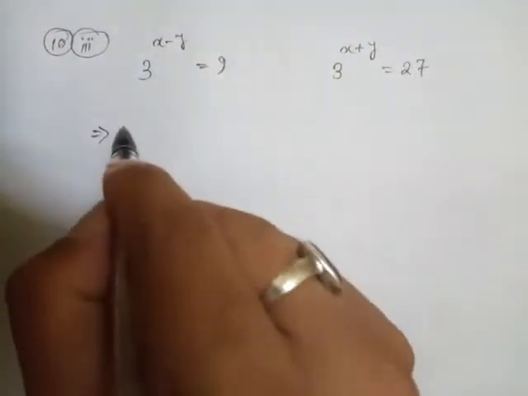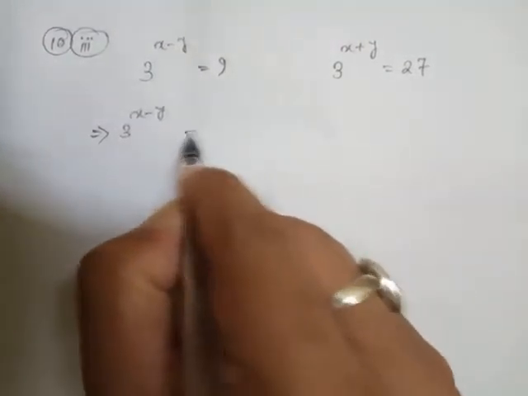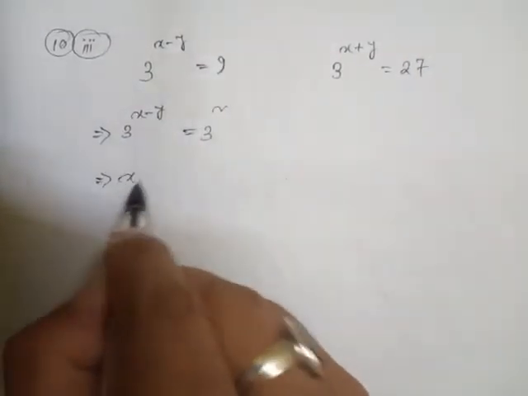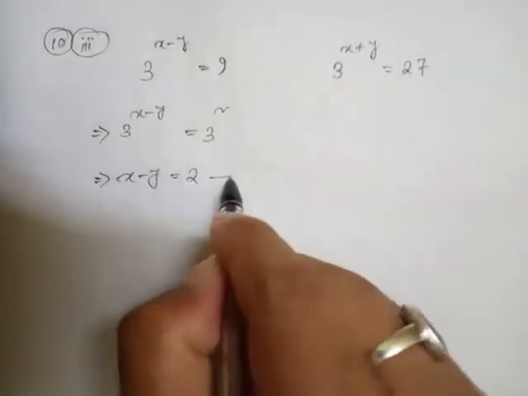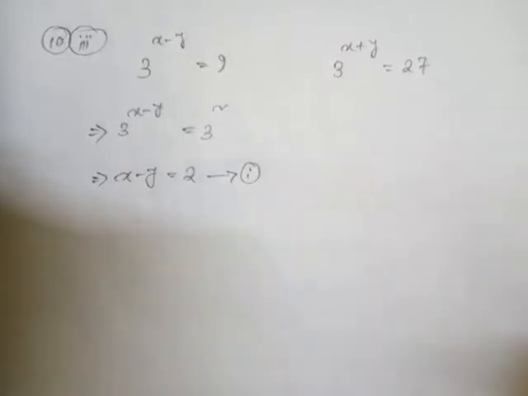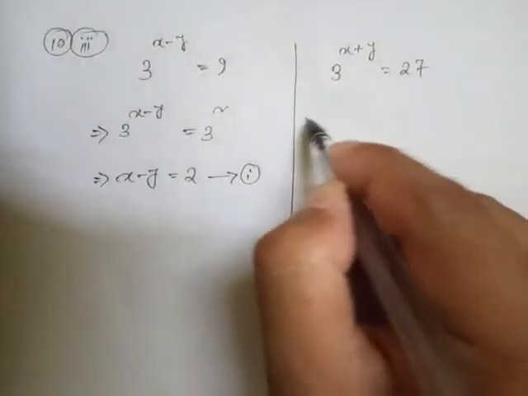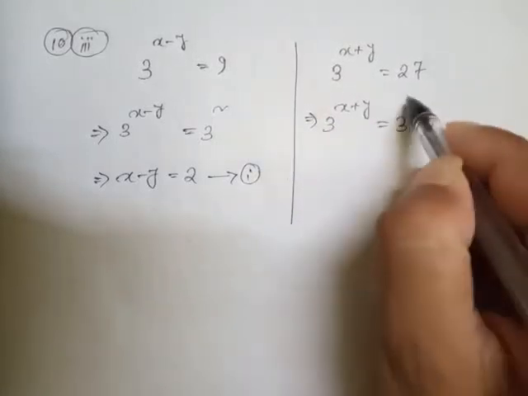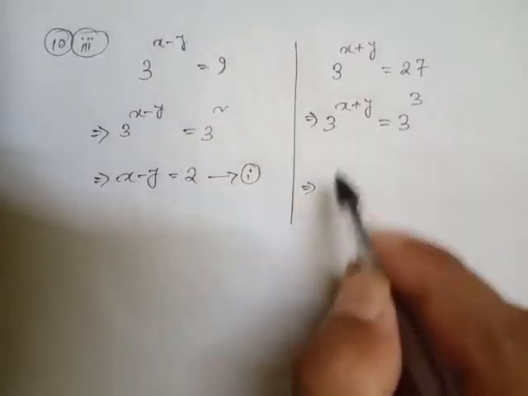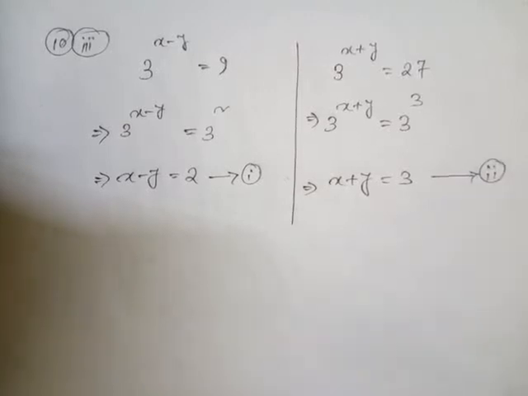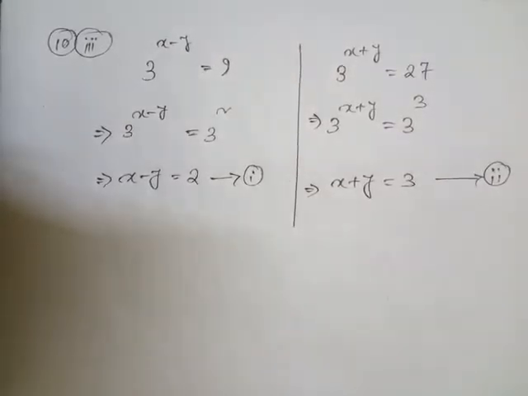Here first of all, 3 to the power x minus y, and this 9 can be written as 3 square. Now base same, powers are equal, so here x minus y equal to 2. This is our equation number 1. I am not writing the sentence here, base same, powers are equal. Now look here, similarly here also 3 to the power x plus y, and that is 27, can be written as 3 cube. Now base same, powers are equal, so x plus y equal to 3. This is our equation number 2. Now students, equation number 1 and 2, if I analyze them, we'll get the answer.